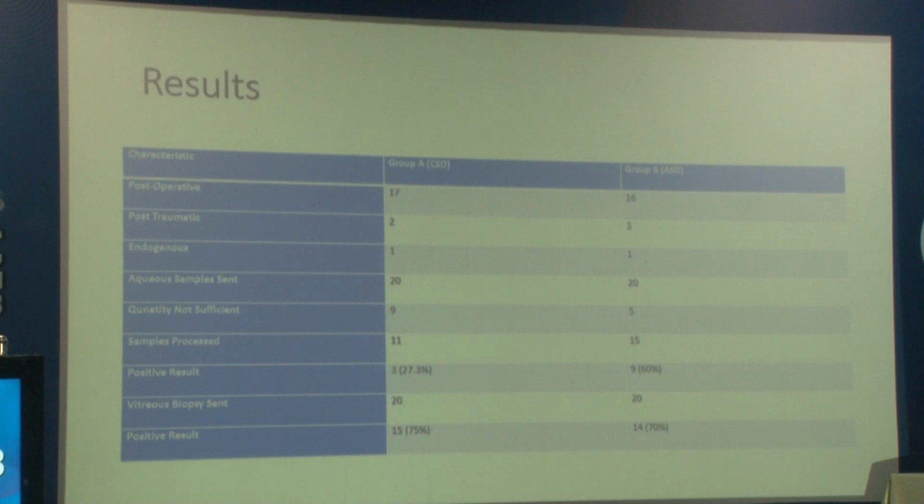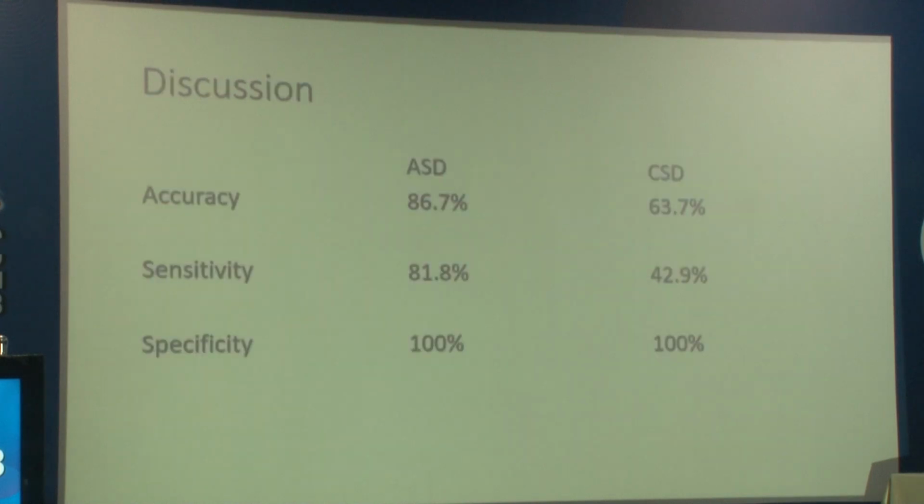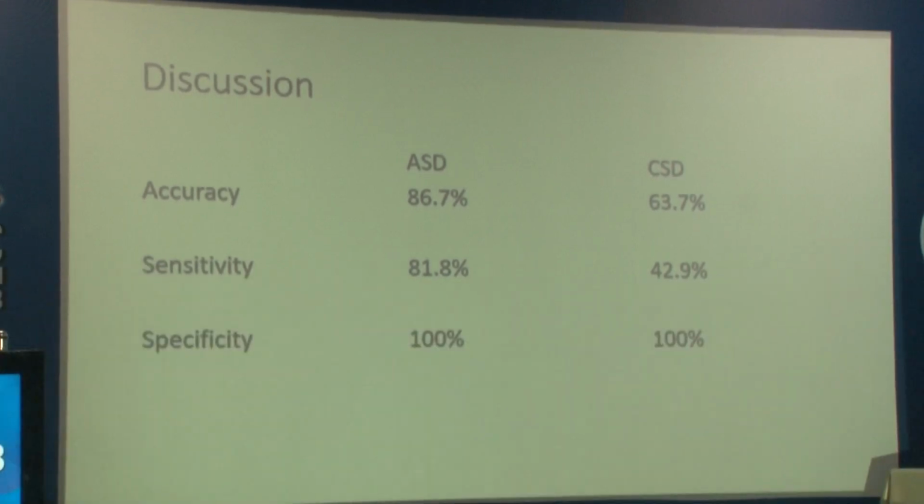Vitreous biopsy was sent in all 20 cases in each group, and the results were almost the same. 15 were positive in group A and 14 were positive in group B. According to these results, the accuracy of the AST came out to be around 86.7% as compared to the conventional technique, which is 63.7%.